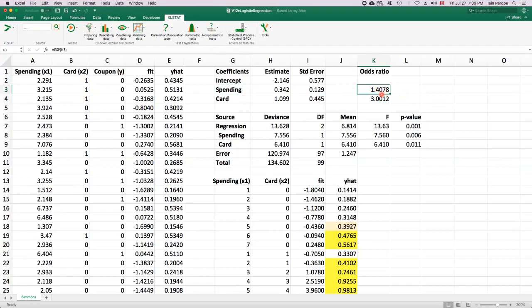What do I mean when I say odds? Odds is the ratio of the probability of using the coupon divided by 1 minus the probability of using the coupon. So that's how to interpret the regression parameters.